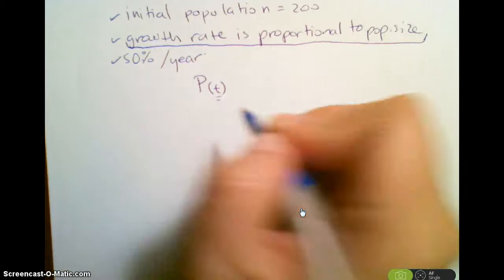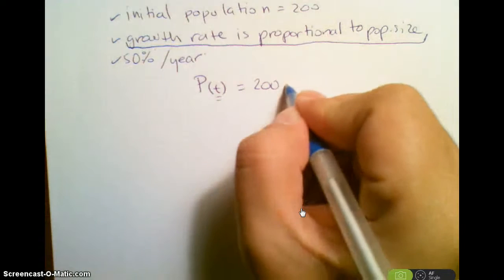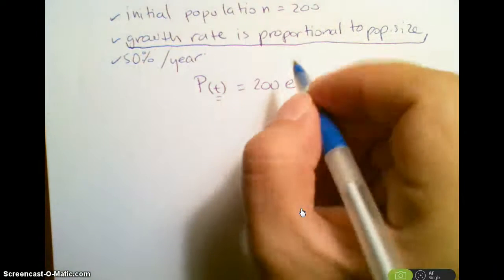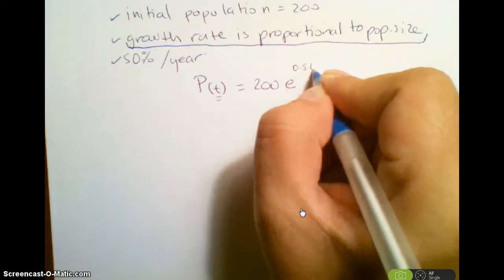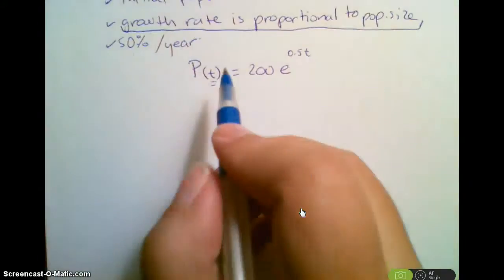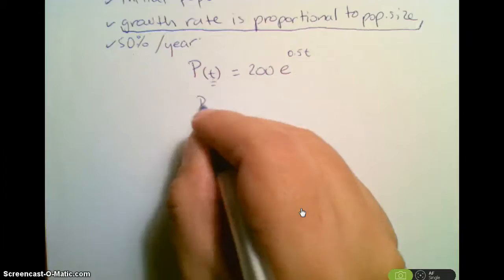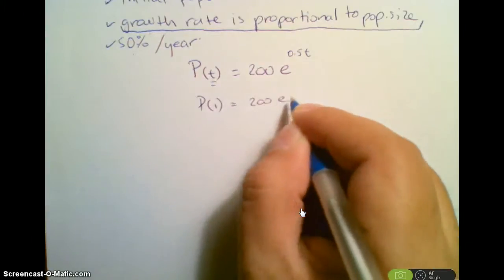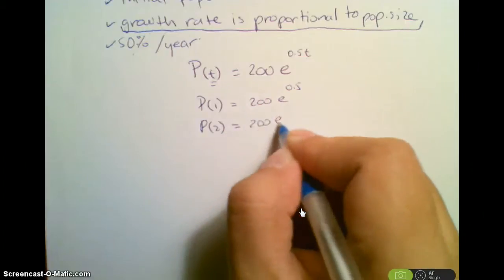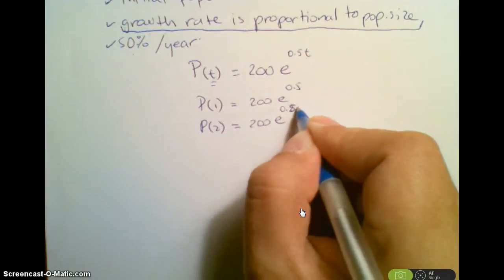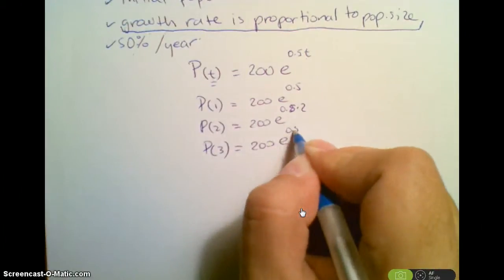So population at any given time will be given by 200, which is the initial population, times e to the 0.5t, since it grows 50% per year. Okay, so if after 1 year I replace t with 1, the population after 1 year will be 200 e to the 0.5. Population after 2 years will be P of 2, 200 e to the 0.5 times 2. P of 3, 200 e to the 0.5 times 3.